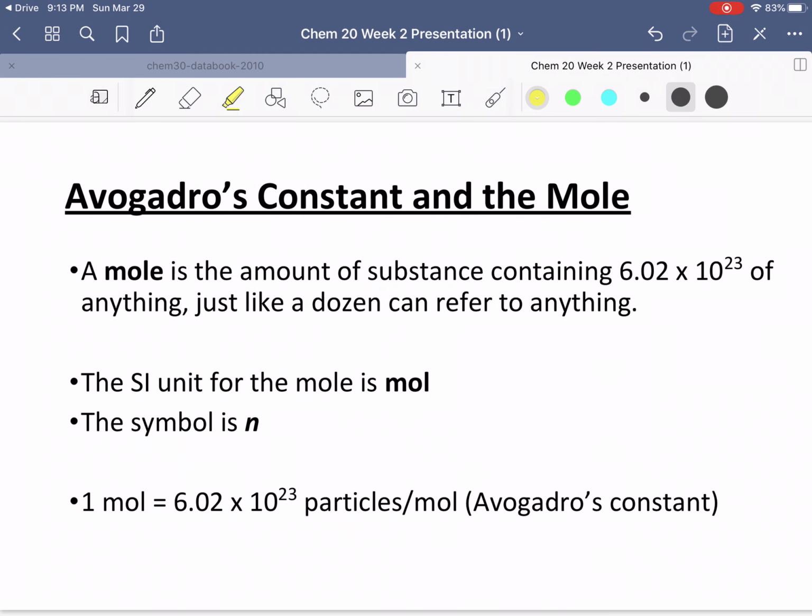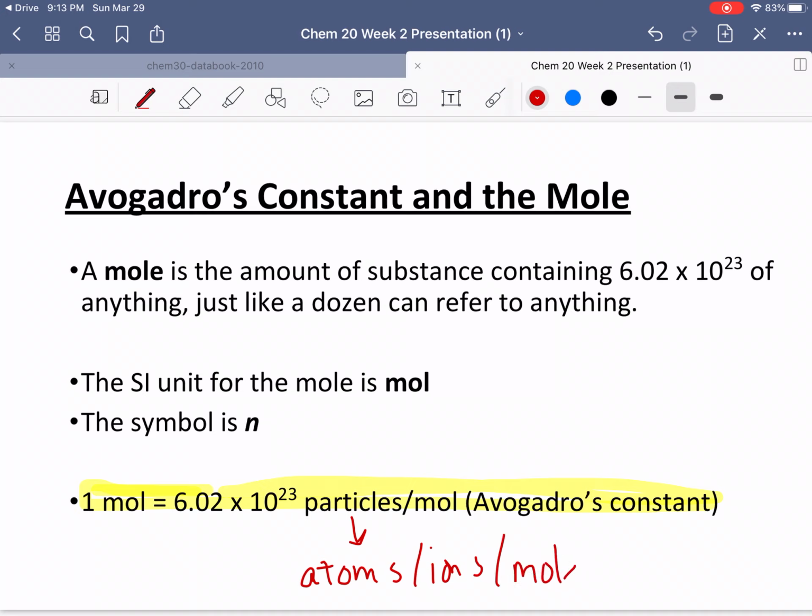Avogadro's constant works into this a little bit, and that's that number that I mentioned before. That's 6.02 times 10 to the 23 particles per mole. And when we say particles, we're saying that this could be atoms, like I mentioned, or this could be ions, or this could be molecules, right? All 3 of those are categorized as particles.